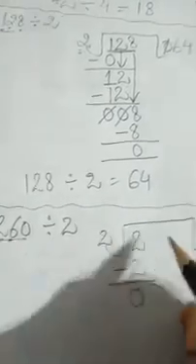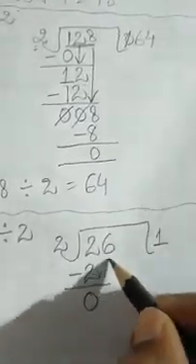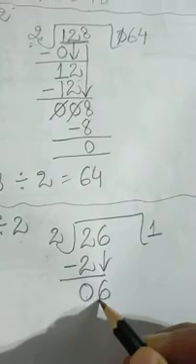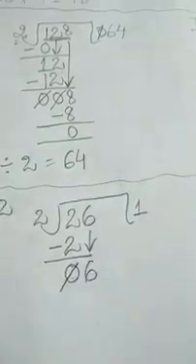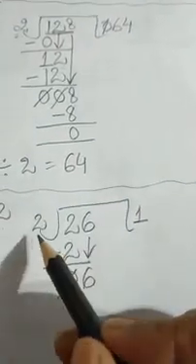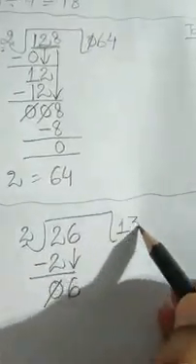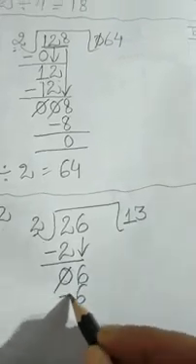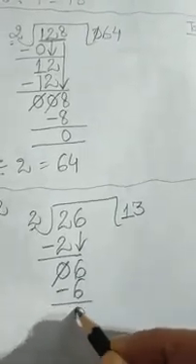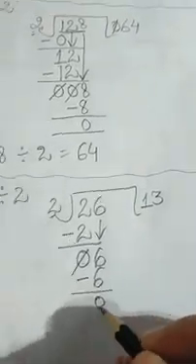Now next digit is 6. Here we will write 6. This 0 we will ignore. Yes, here is 6. Again we will divide 6 by 2. We will see the table of 2. Here is 6. 2 3 is the 6. So here 2 3 is the 6. 6 minus 6, 0 is there.